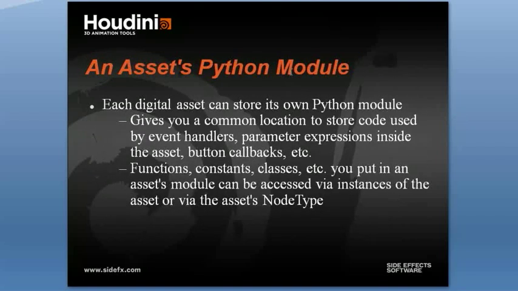Okay. So the Python module is a place for that asset to store its own code. So it's a common location for all those event handlers, parameter expressions, and so on. You can put functions in there, as we've seen. You can also put constants. You can put your own Python classes. All of that you can access from the digital asset, either with an instance of the digital asset or from the node type. So I could access the Python module section from an asset that doesn't have a node created yet. I can just grab the definition for that asset.